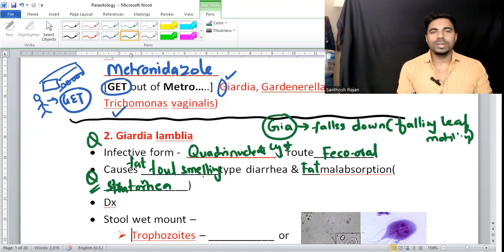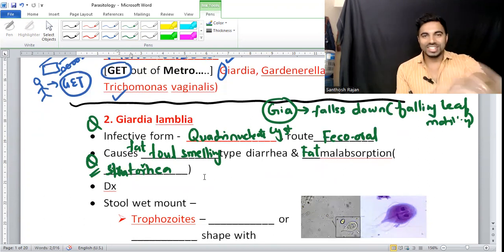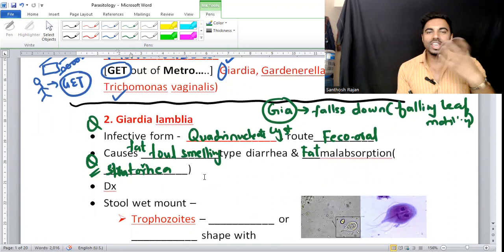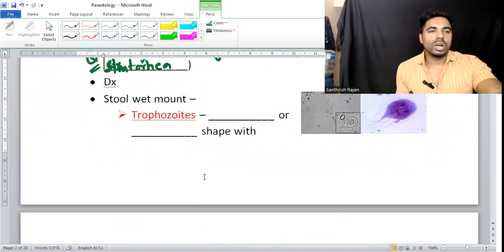Remember that. Gia khane mein kya hota hai? Fatty diarrhea hota hai. Remember like that. Gia is a vegetable. So Gia khane mein kya hota hai? Aapko fatty diarrhea hota hai. Remember like that. Right. Now, what about diagnosis?